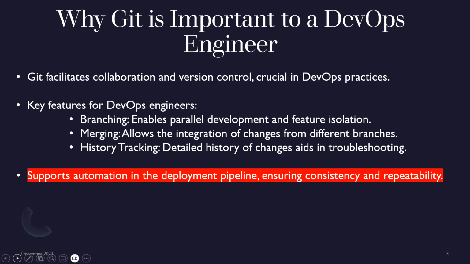The first one is branching. With Git, you can create as many branches as you want. And these branches, of course, help in creating what we call parallel development. In simple terms, multiple people can work on the same project using different branches, and at the same time be able to merge the changes they are working on in their specific branches without having any issue.